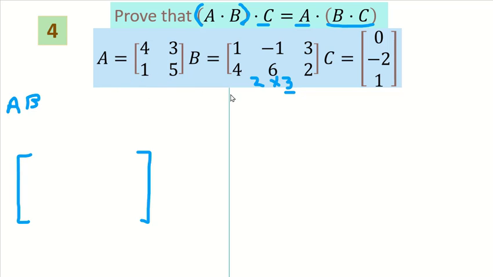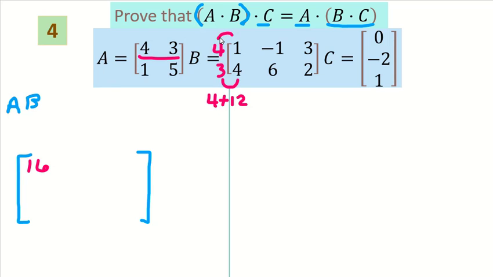All right, we'll take the first row of A, which is 4, 3, and we'll stack it up like this. Multiply 4 times 1 is 4, and 3 times 4 is 12. So 4 plus 12 is 12, 13, 14, 15, 16. 16 goes right here. First row, first column.